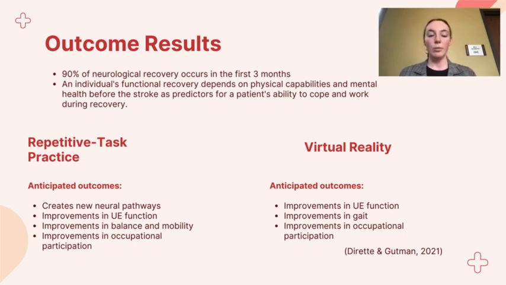And then for the specific outcomes related to the interventions discussed previously, for repetitive task practice, the anticipated outcomes are create new neural pathways to help gain function back, and then improvements in upper extremity function, balance and mobility, as well as occupational participation. And then the anticipated outcomes of virtual reality are improvements in upper extremity function, gait, and occupational participation.